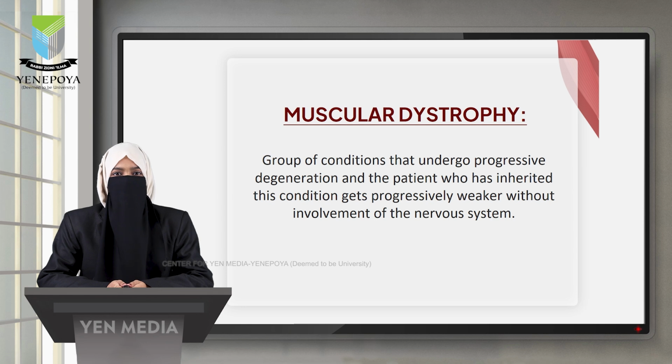Muscular dystrophy. This word denotes a group of conditions that undergo progressive degeneration, and the patient who inherits this condition gets progressively weaker without involvement of the nervous system. That means any patient who has this condition, by years or months or days, gets weaker and weaker.